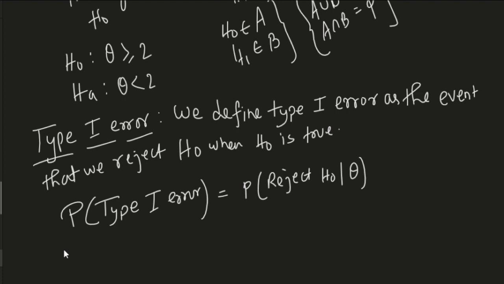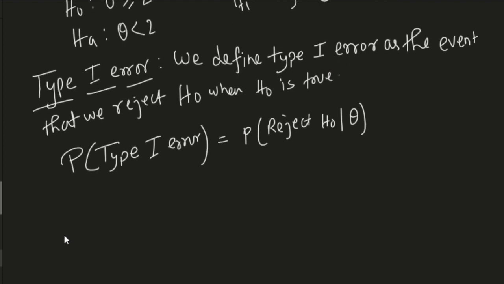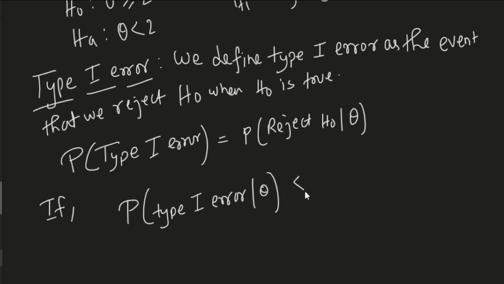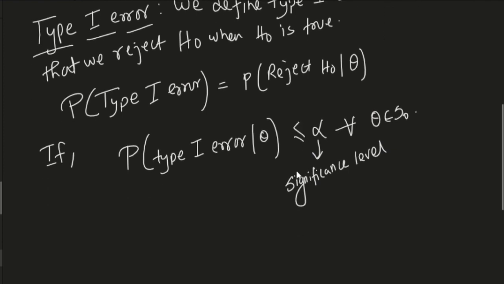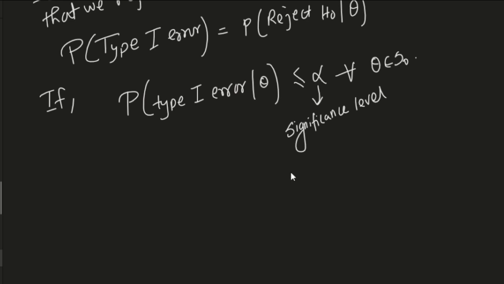Now, one more thing is level of significance or significance level, which is usually denoted by alpha. So we set a significance level beforehand for our test, and we say that if the probability of type 1 error given theta is less than or equal to alpha, which is the significance level, this usually gives us that the test is significant and we should proceed with it. But if the probability is greater than that, then there are other ways to test that.